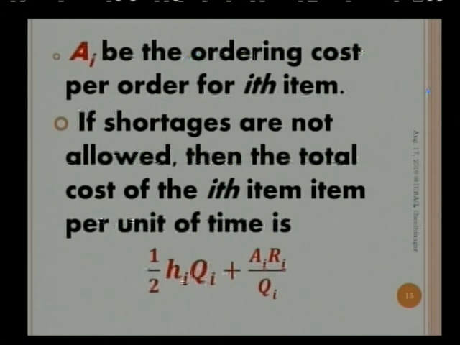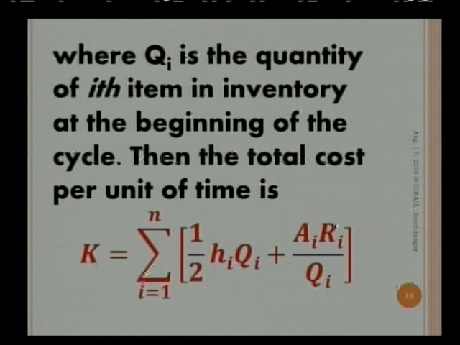If shortages are not allowed, then the total cost associated with the ith item can be measured by the previous EOQ model, and that is obtained using this formula: 1 by 2 Hi Qi plus Ai Ri upon Qi. The first component is inventory holding cost and the second component is ordering cost per time unit. Therefore, the total cost associated with our system is the sum of the total costs associated with each and every item, which gives K, the summation of all the costs associated with the ith item.